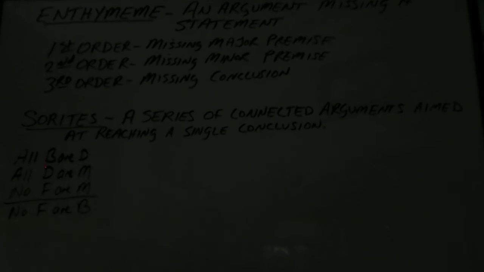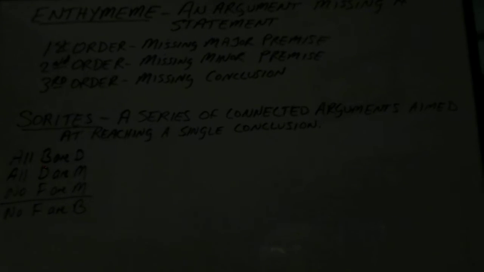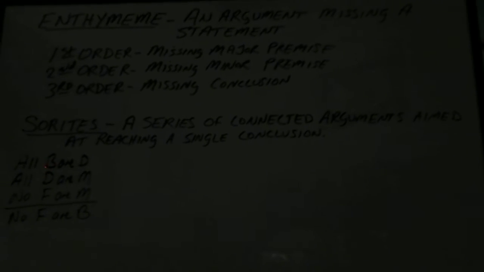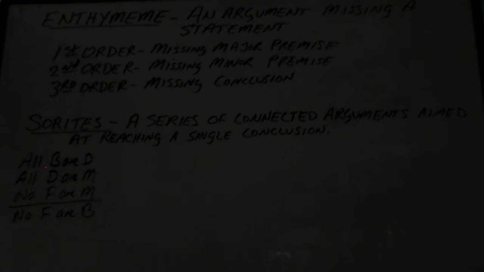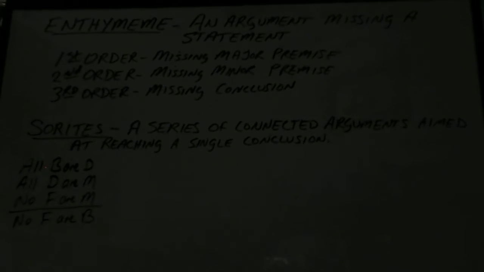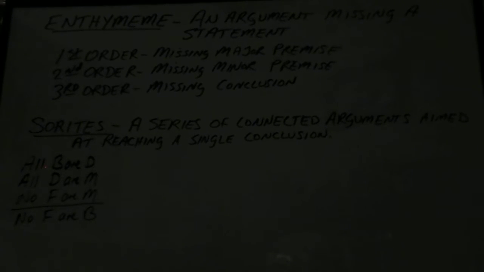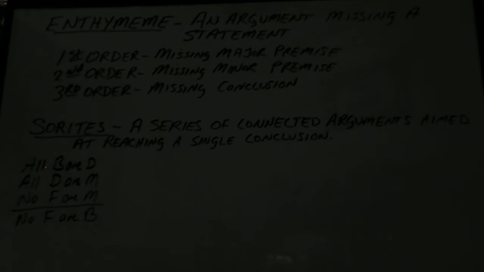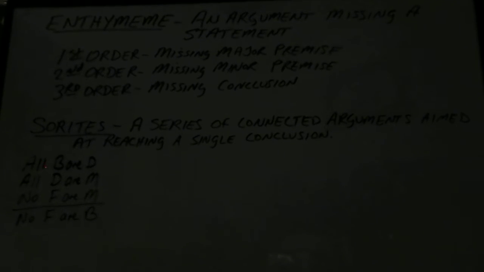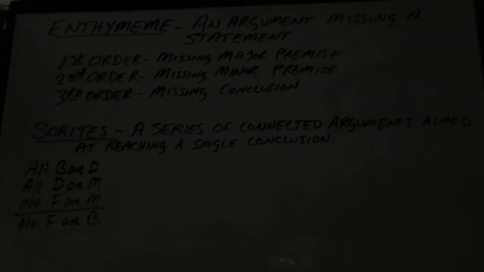All right, so the last things that we need to look at in Chapter 5 are at 5.6 and 5.7. 5.6 is just a bit of terminology that we'll use from time to time. It's what's called an enthymeme. An enthymeme is an argument that's missing a statement, and there's three specific types.